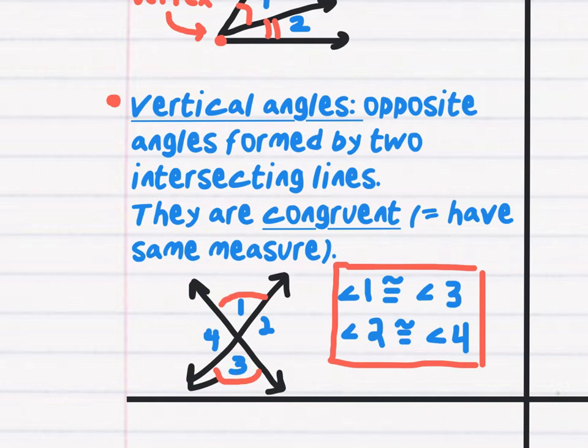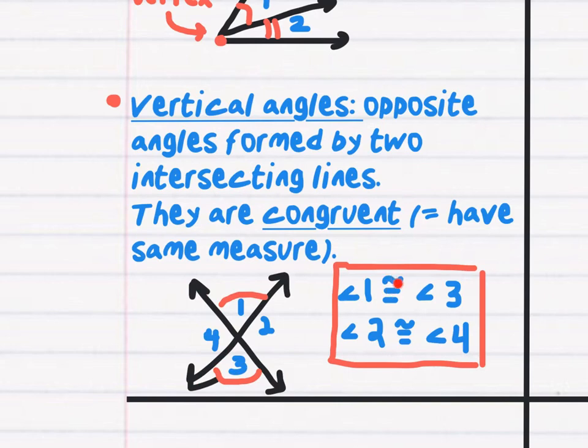So 1 and 3, I've marked them with a red arc. Those are vertical angles. They are opposite each other, not next to each other. Notice they don't share a common side. They're completely opposite to each other. And they're going to be congruent, meaning they're going to have the same measurement. So if angle 1, let's say angle 1 is 85 degrees, then angle 3 will also be 85 degrees.